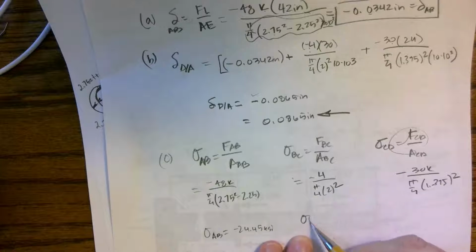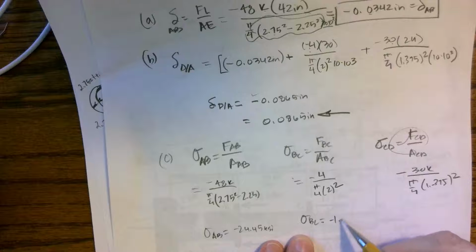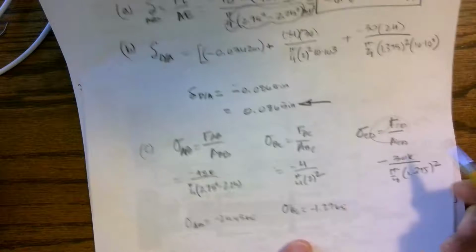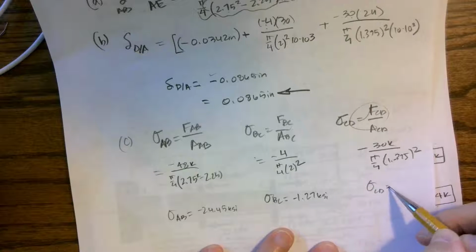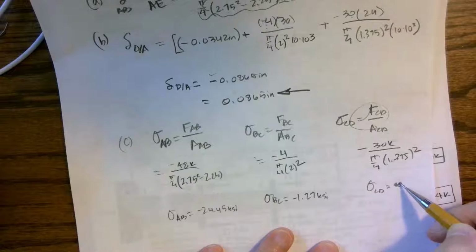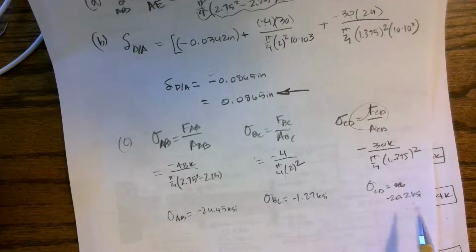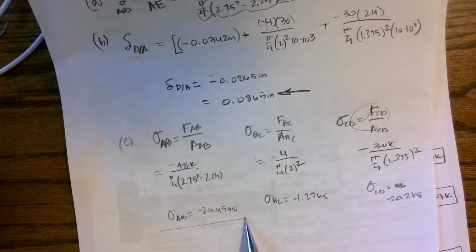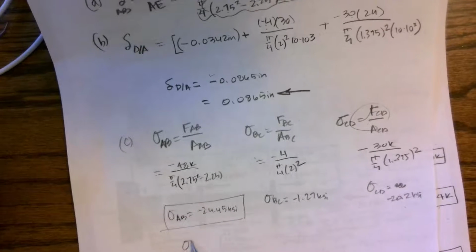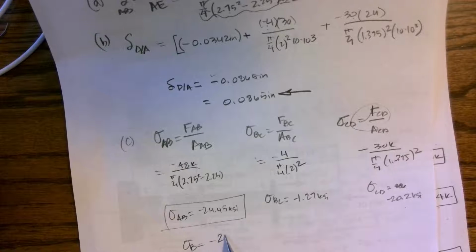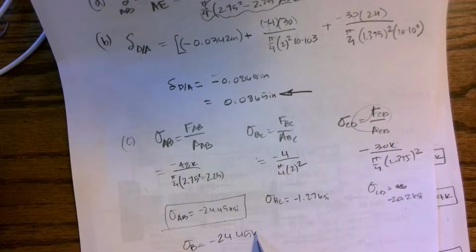Stress BC, internal negative 4 divided by pi over 4, 2 squared, internal negative 30 kips divided by pi over 4, 1.375 squared. So I get a stress of AB of negative 24.45 KSI. I get a stress of BC of negative 1.27 KSI, and I get a stress of CD of negative 20.2 KSI. So what is the largest stress? That is the largest stress. So the largest stress I have is negative 24.45 KSI in segment A to B.